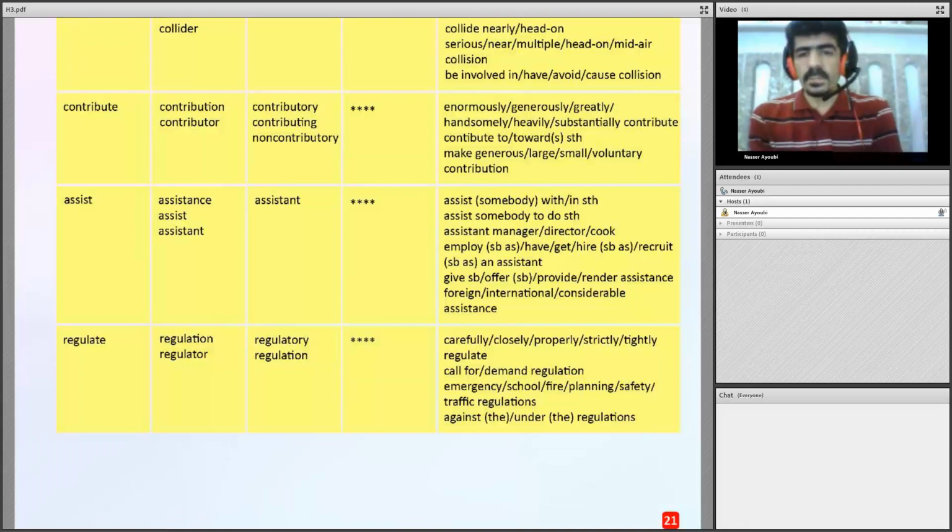Render means the same as provide. Render assistance, provide assistance. Considerable means significant, noticeable, substantial. And I think the rest of the words are familiar. Examples.